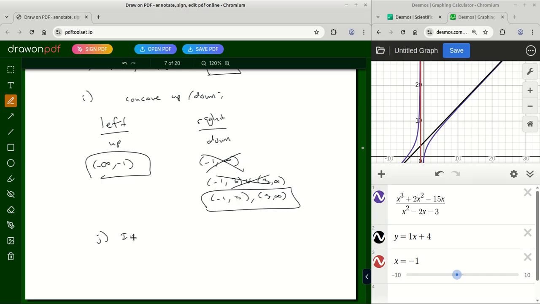J, inflection points. And there's none. There's no transition. Only this -1 vertical asymptote is doing anything, but that's not an inflection point. That's a vertical asymptote. So you're just going to say none. And then finally, A, B, C, D, F, G, I, J, K. Oh my gosh. It says find the graph. And we already did it.